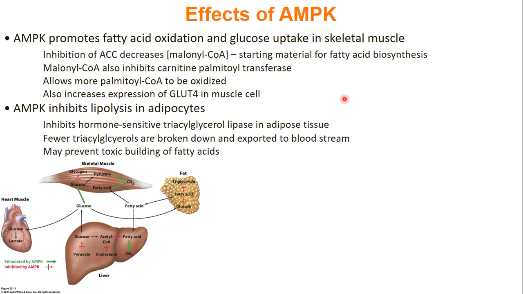AMPK will also promote fatty acid oxidation and glucose uptake in skeletal muscle. So uptake glucose, start breaking down fats. It will also inhibit ACC, which will decrease the amount of malonyl coenzyme A that you're using to make fatty acid. Malonyl coenzyme A also inhibits your carnitine palmitoyl transferase, and so when you're decreasing the amount of malonyl coenzyme A, you're turning on carnitine palmitoyl transferase, which will allow more palmitoyl coenzyme A to be oxidized, which means we're breaking down fats to create energy.